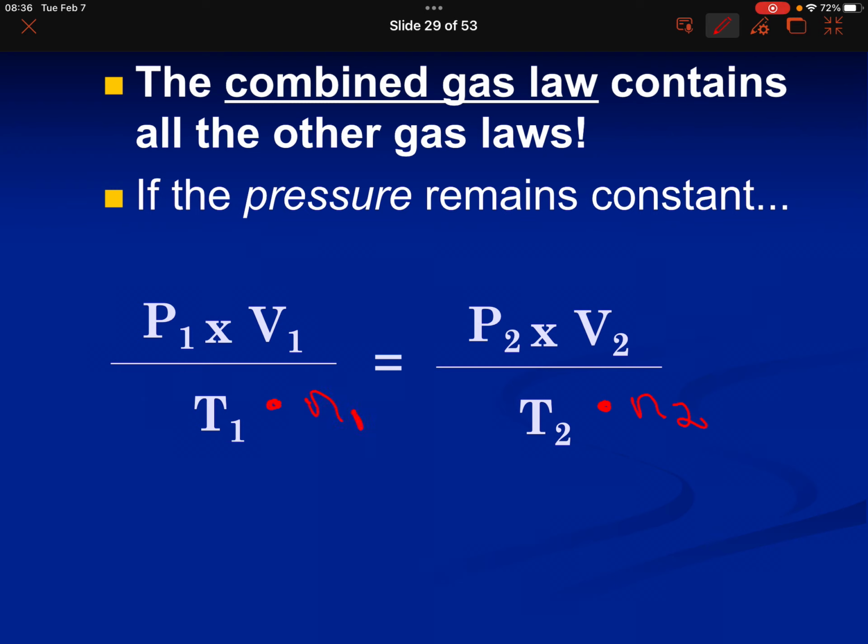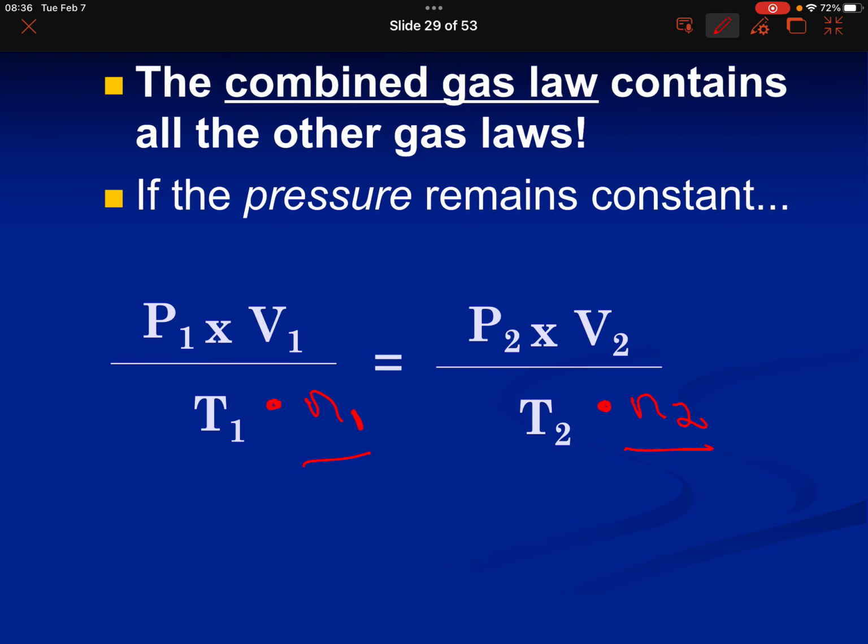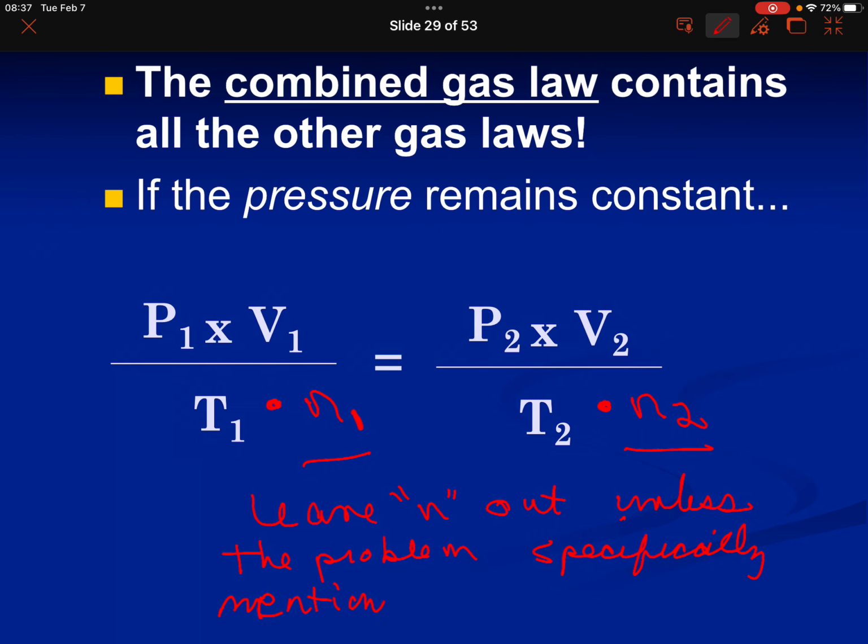Now I want to go back. There's another form we use sometimes, where I have moles inserted here. If I don't talk about moles, you don't have to consider moles. So you don't have to worry about moles unless I specifically say I'm doubling the number of moles or I'm giving you some information about moles. So you can leave N out, unless the problem specifically mentions a change of moles.